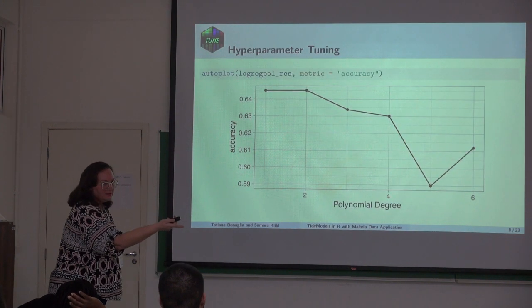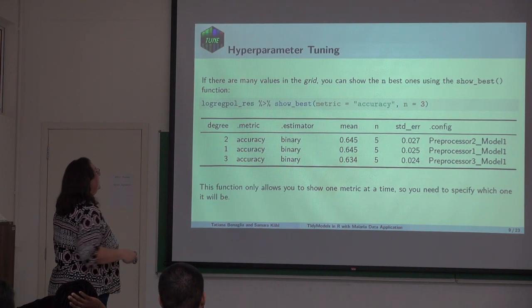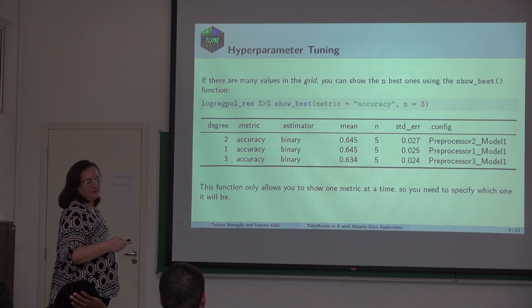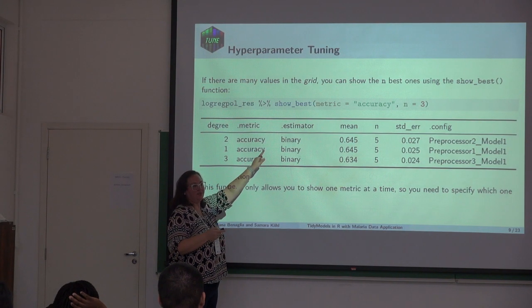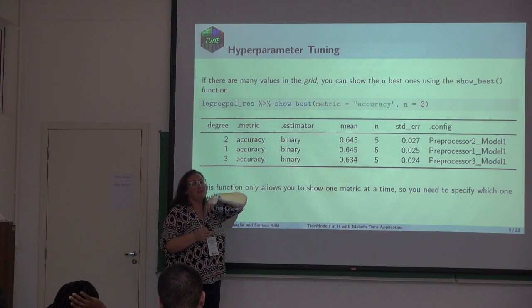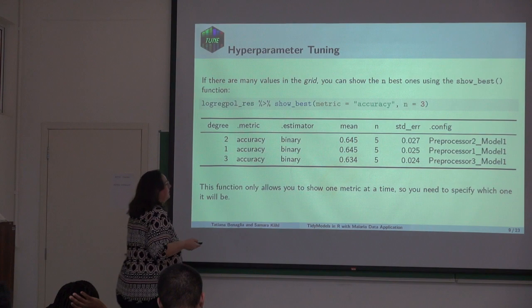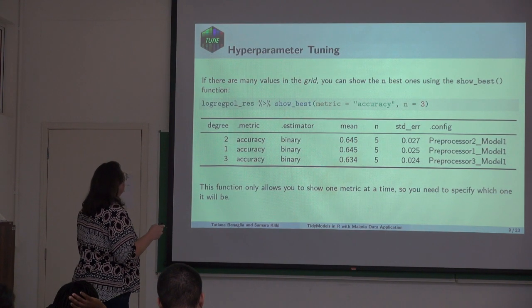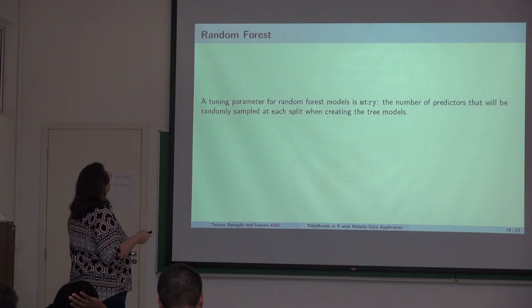You can do a plot. You say, okay, just show me the best. With show best, you need to specify the metric. Okay, you always need to specify. And you say, show me the best 3, or the best 1, and just n equals 1. Okay? So, 2 and 1 is like a tie.